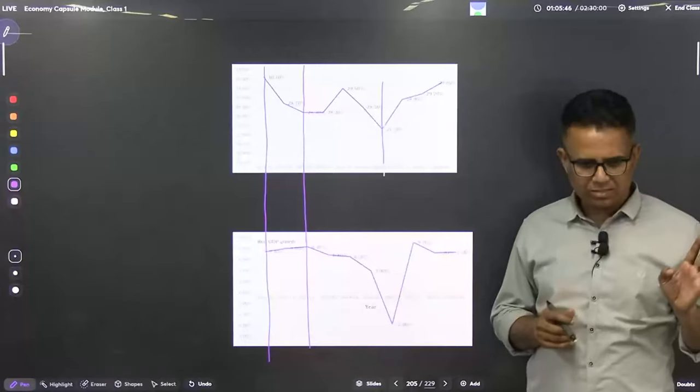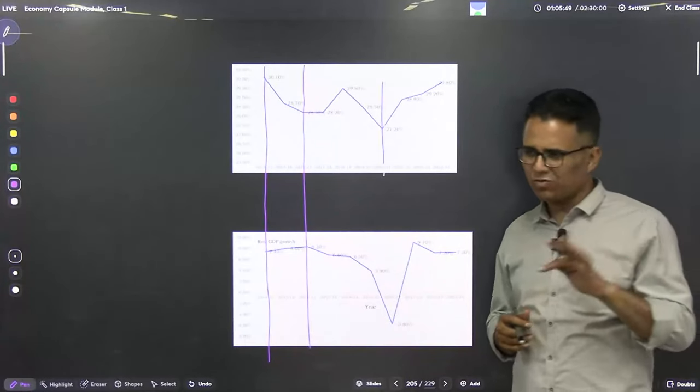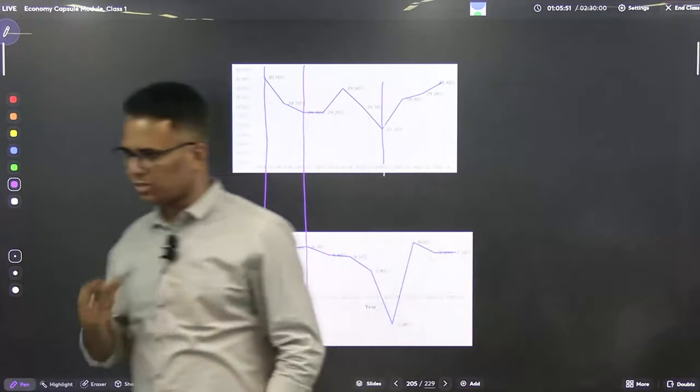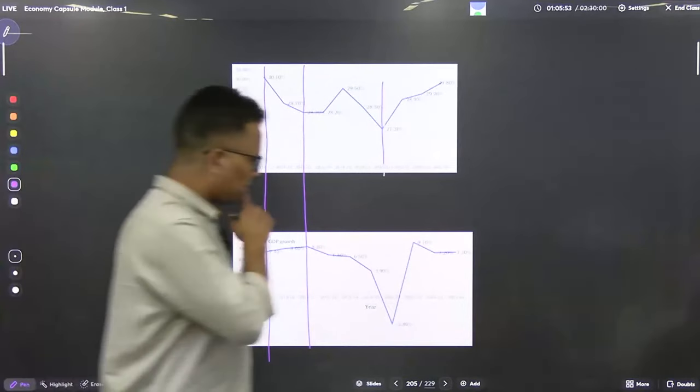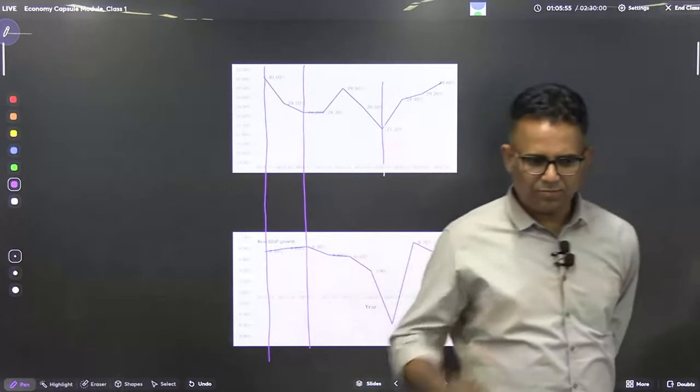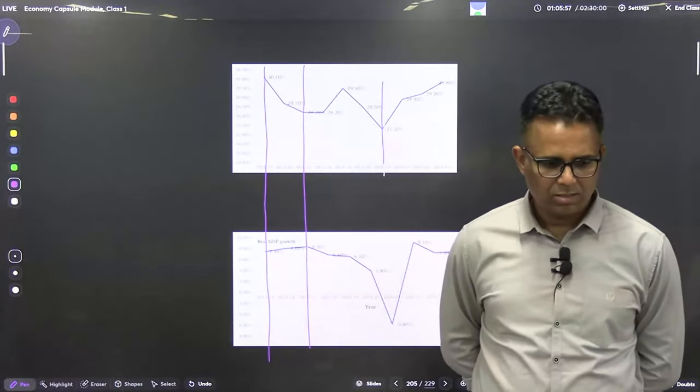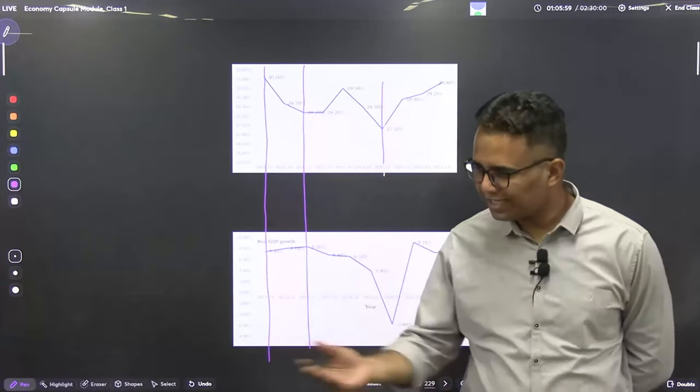So, abhi ye statement clear hai? Theek hai, GDP growth and all this. Theek hai na? Koi doubt? Is tarah se question aaya previous years mein? Of course, aaya hai. Jaake dekho.